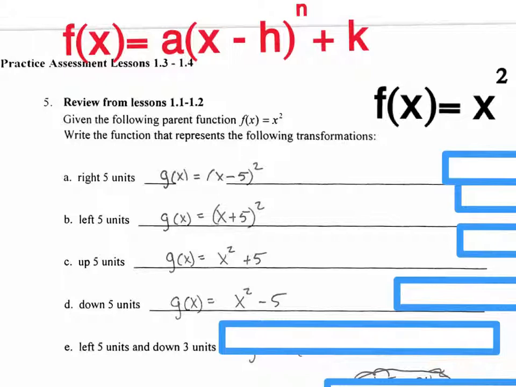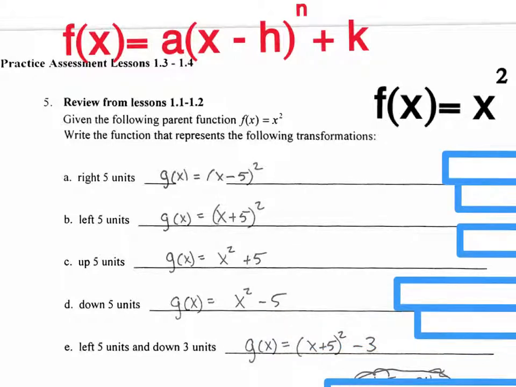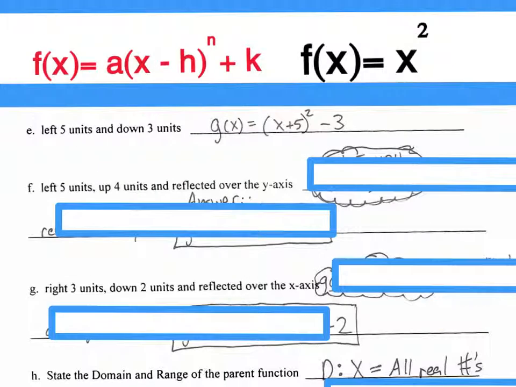Left 5 units and down 3 units. Okay, so they're giving us an H and a K. So left 5 means that you're going to put a negative 5 right here, but you have to think opposite. So it's going to go in as a plus 5. And then down 3, that means a minus 3 on the K. Take it for what it is. There you go. Okay, I apologize for moving everything around on you like that, but here we go. So we just did E, moving on to F.